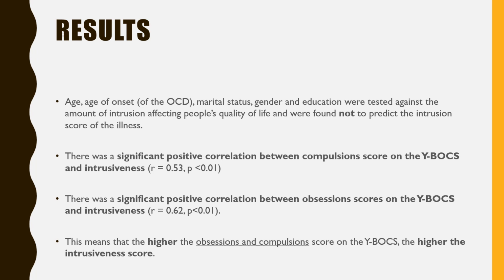However, there was a significant positive correlation between compulsion scores and intrusiveness, tested at P 0.01, so at 99% significance. And there was a significant positive correlation between the obsession scores and the level of intrusiveness that was rated by the participants. So overall, the higher the score for obsessions and compulsions, the higher the participants rated how intrusive that was on their day-to-day life.